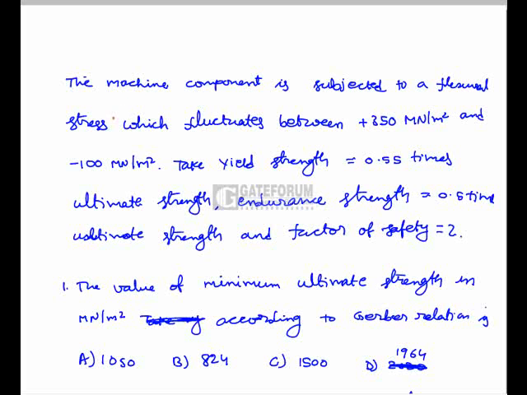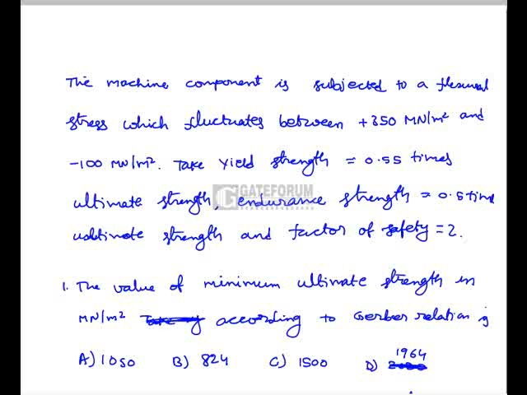The machine component is subjected to a flexural stress which fluctuates between 350 meganewton per meter square and minus 100 meganewton per meter square. Take yield strength equal to 0.55 times ultimate strength, endurance strength equal to 0.5 times ultimate strength, and factor of safety equal to 2. Here it is a common data question.